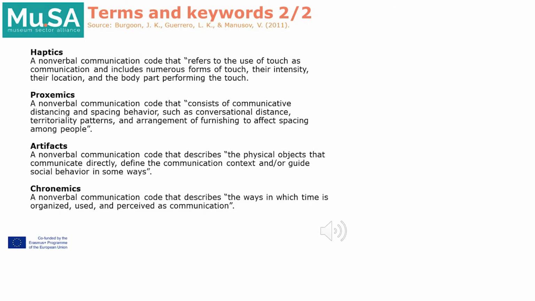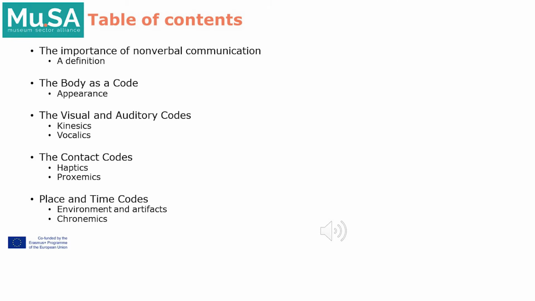Artifacts, a nonverbal communication code that describes the physical objects that communicate directly, define the communication context, and/or guide social behaviors in some way. Chronemics, a nonverbal communication code that describes the way in which time is organized, used, and perceived as communication. The table of contents for this presentation is the following.